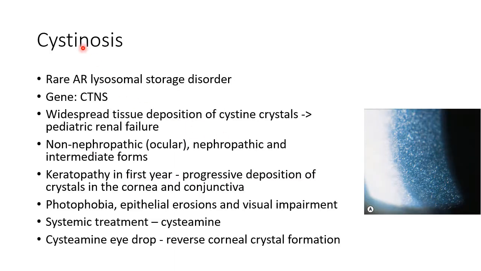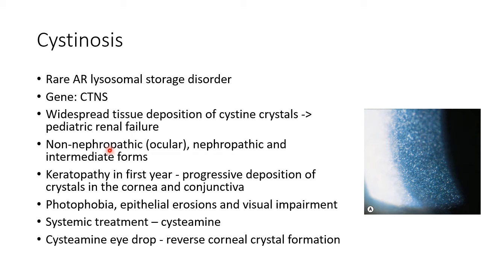First, let's discuss about cystinosis. It is a rare autosomal recessive lysosomal storage disorder. The gene involved in cystinosis is CTNS gene. In cystinosis, there is widespread tissue deposition of cystine crystals leading to pediatric renal failure and other systemic features.